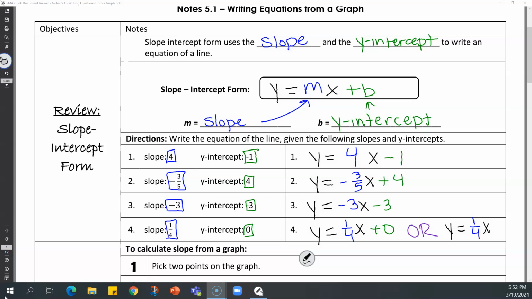All right, so for number 3, my slope is -3. So I get y equals -3x. My y-intercept is also -3, so -3 is going to go at the end, giving us y equals -3x minus 3. Number 4 was just a little bit difficult. My slope is 1/4, so I've got y equals 1/4 x. My y-intercept is 0. Now, you can put plus 0 at the end here. That's fine with me. Mathematically, it's correct.